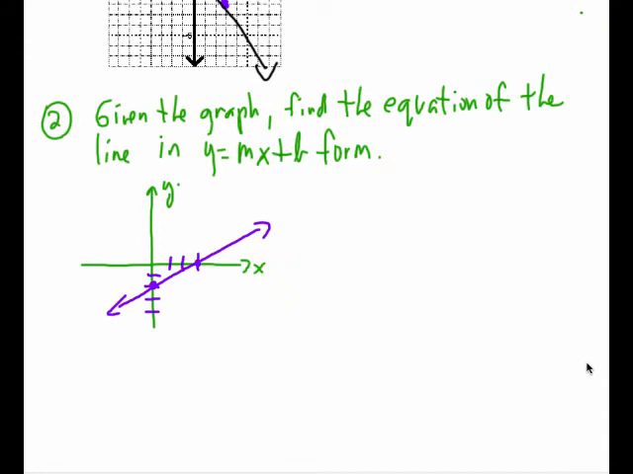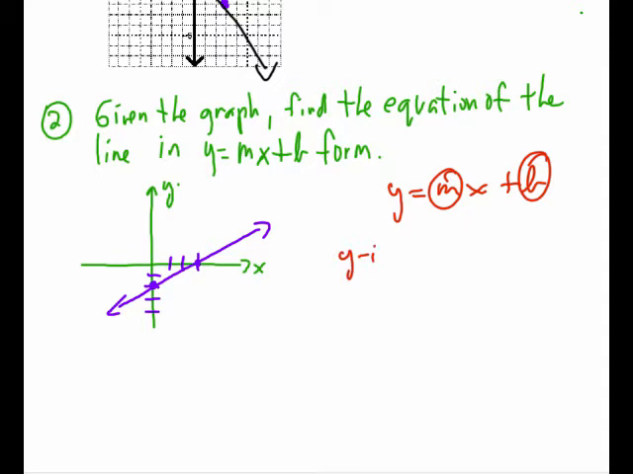Alright, let's do the reverse question. This time we're given the graph and we want to come up with the equation. So we know how to work with y equals mx plus b. m is the slope, y-intercept is b. So if I look at my graph, if I can identify these two values, I will have the equation of the line.